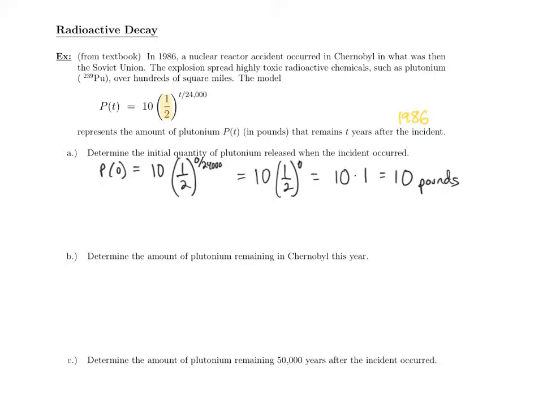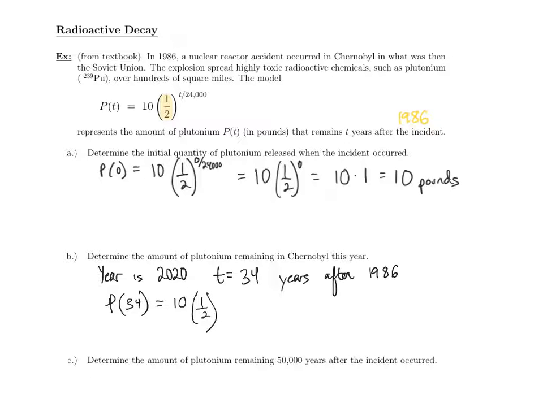And so what we're going to use is this model to try to figure out how much plutonium is remaining in Chernobyl this year. So right now, the year is 2020, and that means that T is 34 years after 1986, because 14 years to get to 2000 and then another 20 years later. So we're going to find P of 34 by simply plugging that into the function.